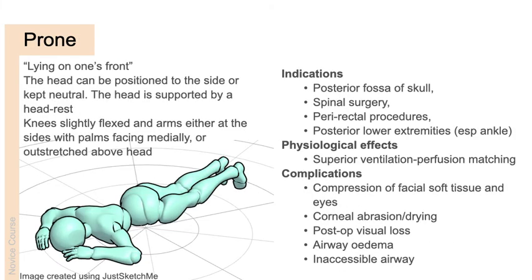Next position is the prone position, and you can think about this as just lying on your front. So the head can be positioned either to the side or kept neutral, as I've depicted here. The head itself is usually supported by a head rest, which we spoke about earlier. The knees themselves will be slightly flexed, and the arms are either at the sides with the palms facing medially, or as I've depicted here, outstretched over the head.